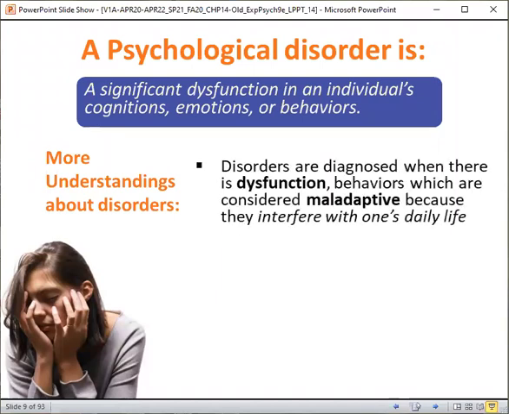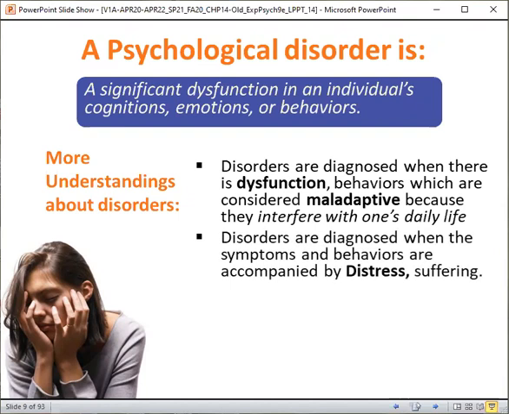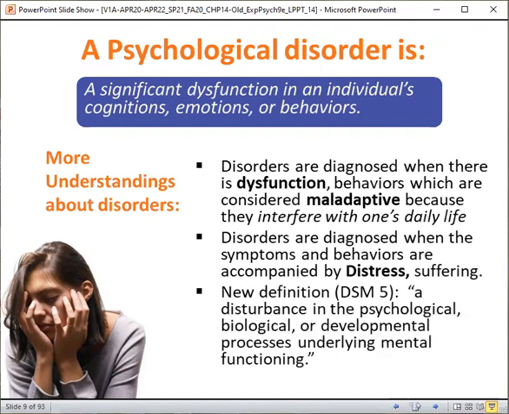So disorders are diagnosed when there is a dysfunction, behaviors which are considered maladaptive because they interfere with one's daily life. Disorders are diagnosed when the symptoms and behaviors are accompanied by distress or suffering. Now, in the new definition of DSM-5, which has been out for a while now, a disturbance in the psychological, biological, or developmental processes underlying mental functioning.